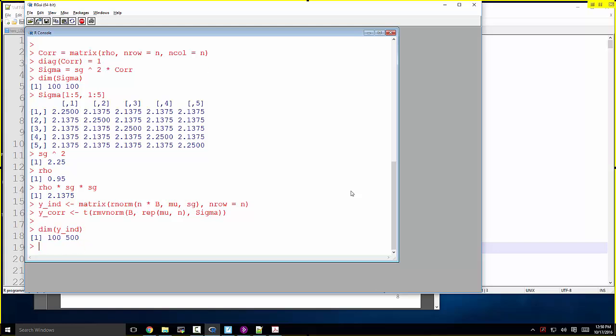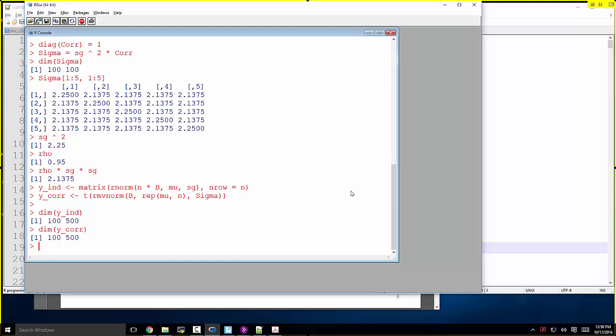Y independent and Y core, 100 by 500, and the reason there's 500 columns is because each column represents a simulated data set. So we're going to play around with what happens when you have a sample of size 100 with these parameters, when they're independent and when they're correlated. I did 500 simulations so that we can investigate operating characteristics.